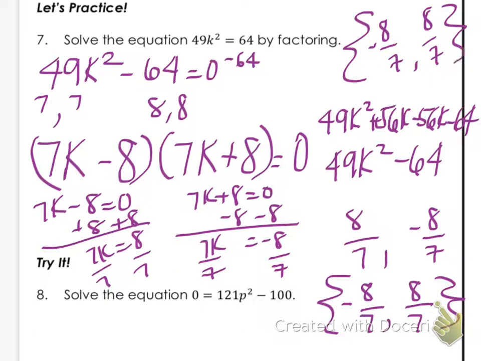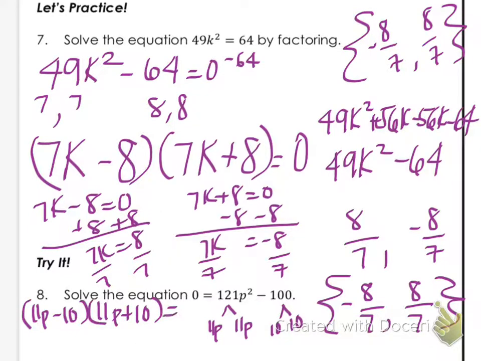Does that solution look interesting to you? Maybe one is positive, the other is negative. Interesting. All right, let's take a look at number 8. For number 8, it's the same process. We're going to see if we can find a number times itself to give us 121, which is 11p and 11p. And then for 100, we know we can use 10 and 10. So 11p minus 10 and 11p plus 10 is going to be equal to 0.